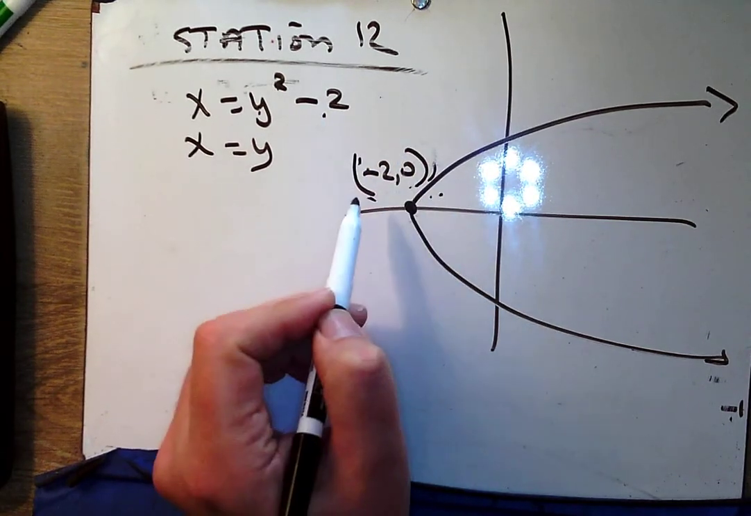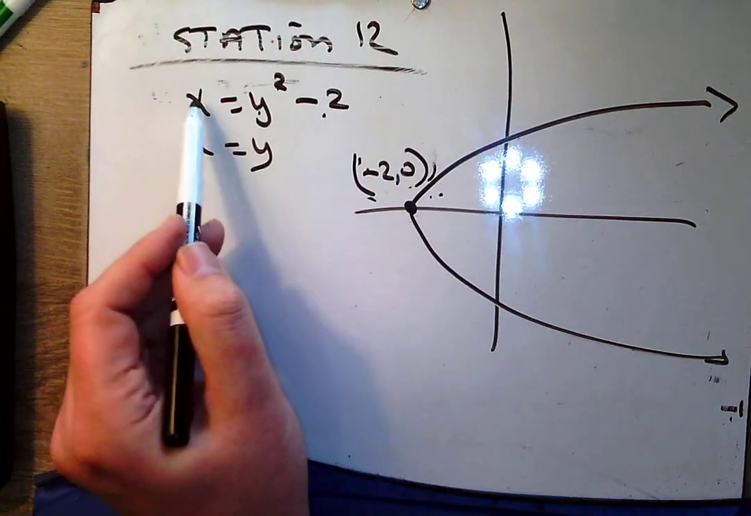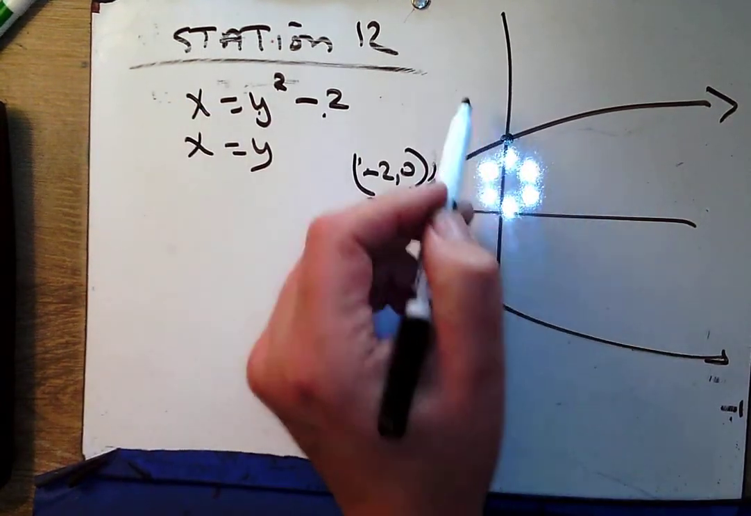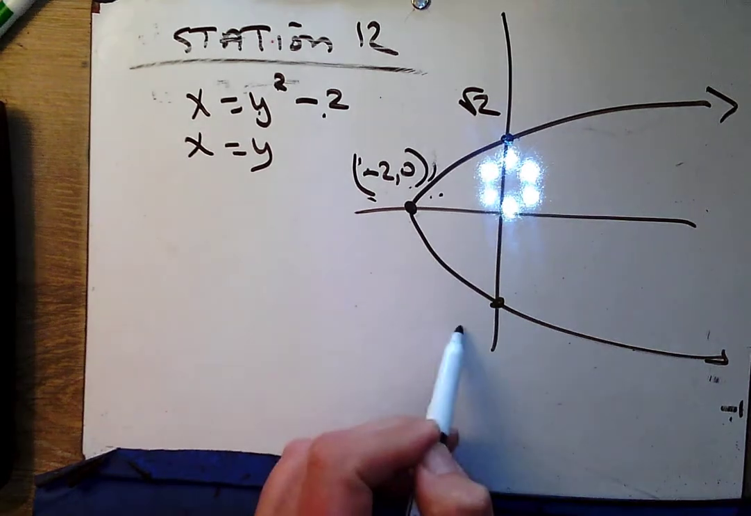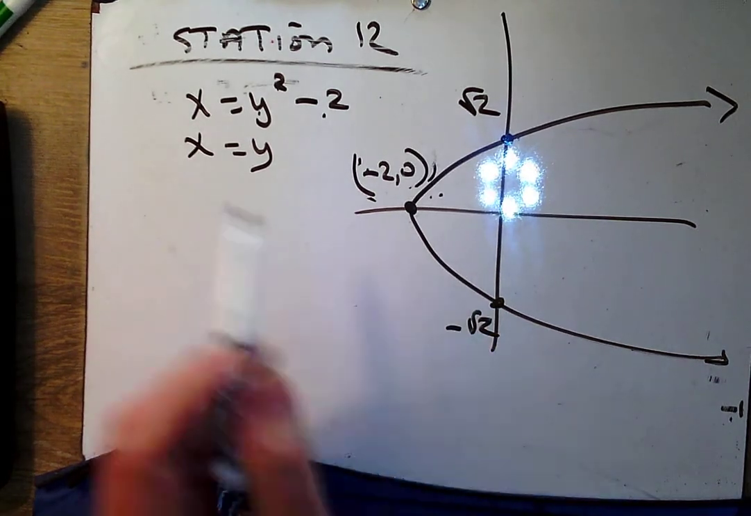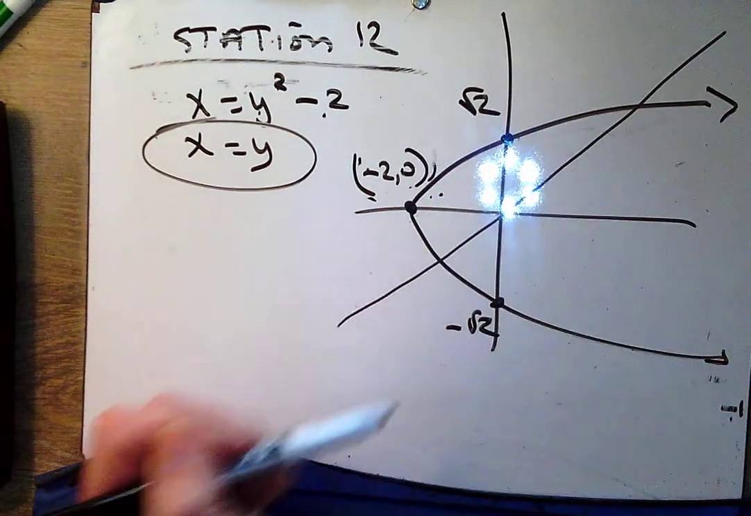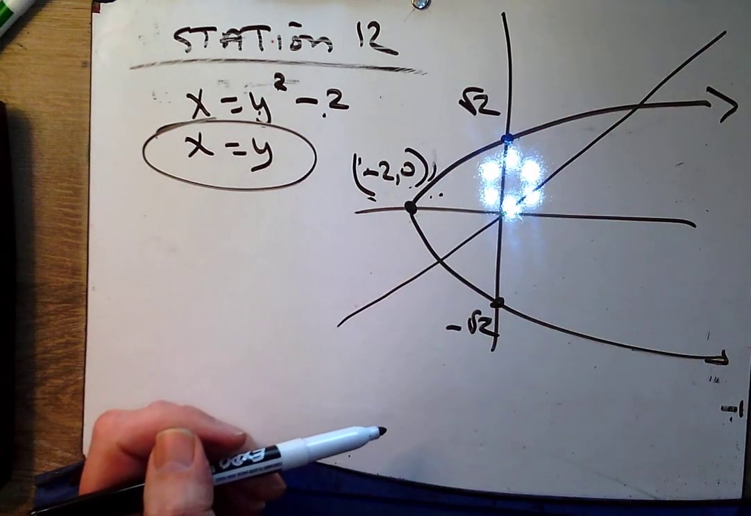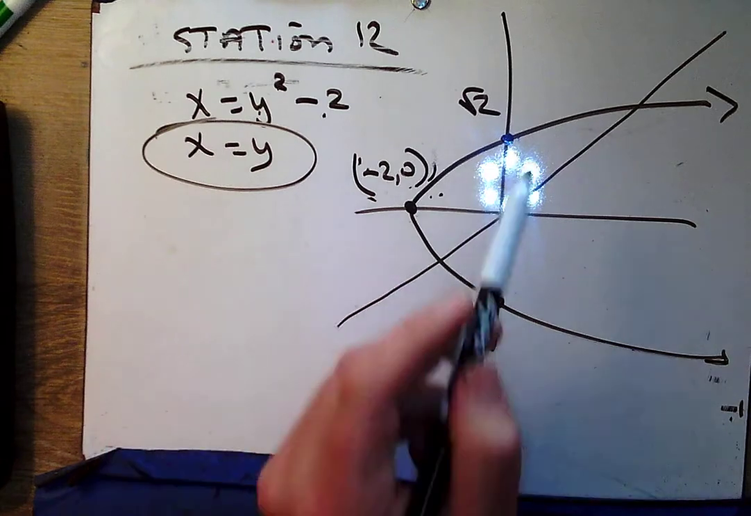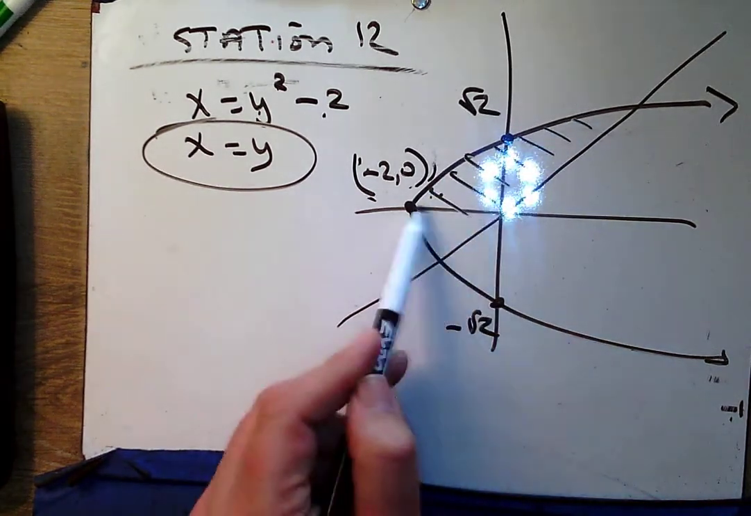-2, 0. Okay, and if I plug in 0 for x, I get √2, and I get -2. Fabulous. And we've got the line y equals x. So we're looking at this situation, and I want the area bounded by these two curves. So I'm looking for this.